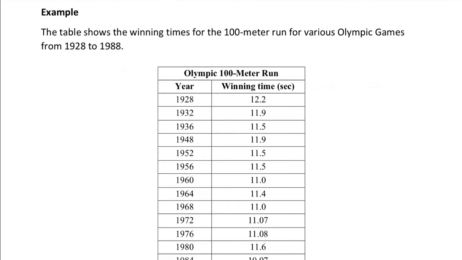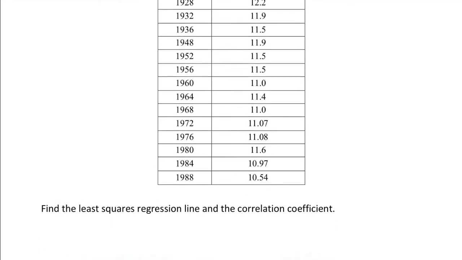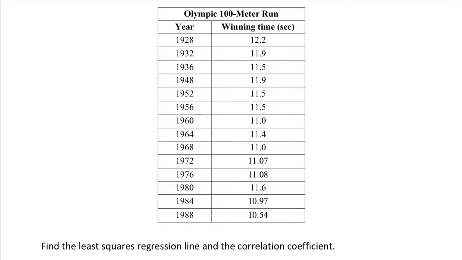So in our example, it says the table shows the winning times for the 100-meter run for various Olympic Games from 1928 to 1988. So we've got a table here. We've got not necessarily every Olympic Games, although it looks like we've got most of them. Actually, maybe we do have all of them. And then we've got the winning times for the 100-meter run for each of those Olympic Games. Okay, so that's the chart. And we are simply going to find the least squares regression line and the correlation coefficient for this data.